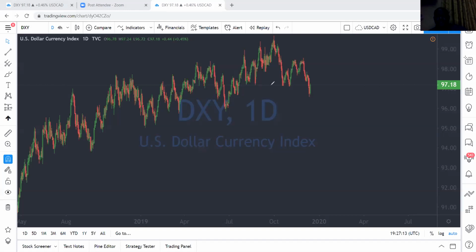Now, let me show you something on the daily, on DXY. You see, when this structure came, all right, this structure came, and then you have a three-wave pullback here. What is this guy? What type of corrective structure is this, guys? This is a running flat.